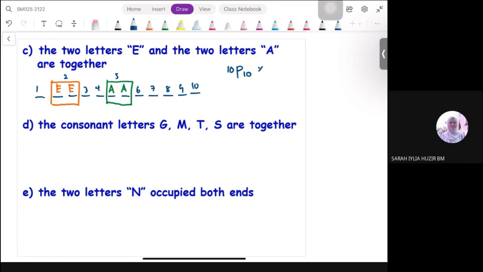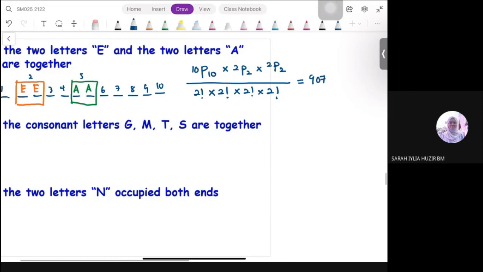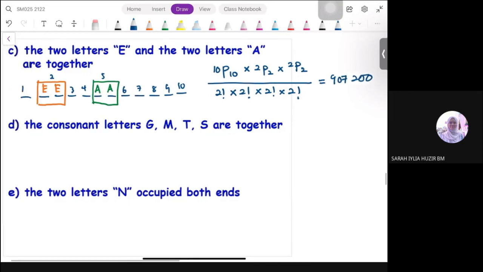Okay, careful here now. Between these two E, kita boleh rearrange kan? E tu walaupun kita dah ikat, kita boleh tukar susunan between the two E. Alright, so it's 2P2. And then between the two A, also we can rearrange them. So 2P2 for letter A. Settled. Don't forget you have to divide by 2 factorial 4 times. Susun macam biasa, cuma extra kita kena bahagi factorial tu. Okay. So here our answer would be 907,200. Okay.